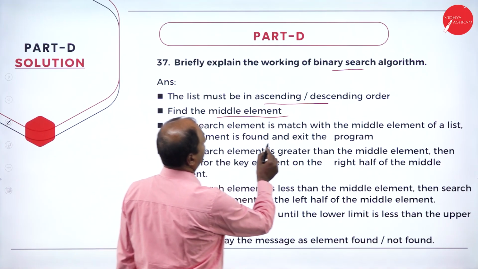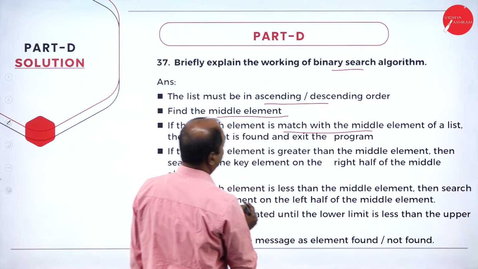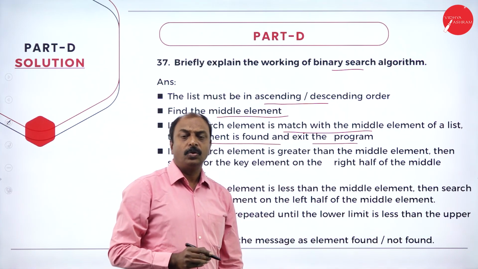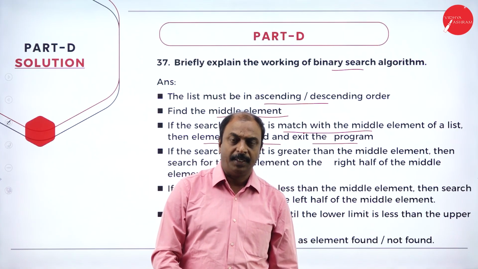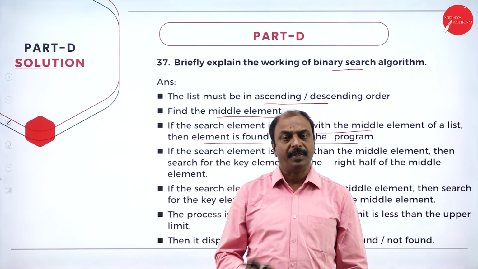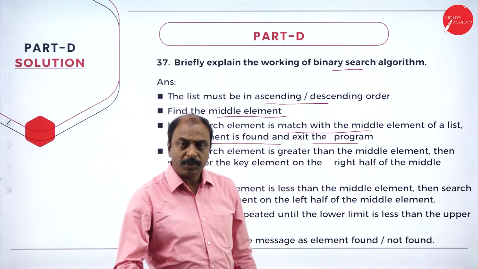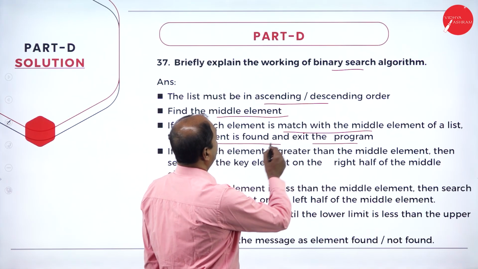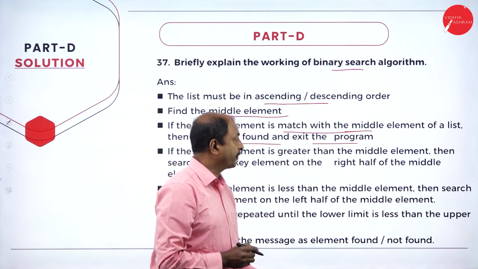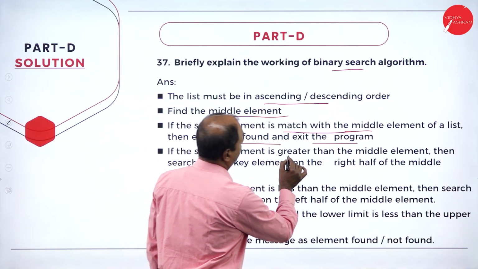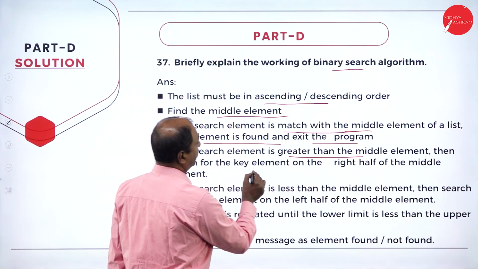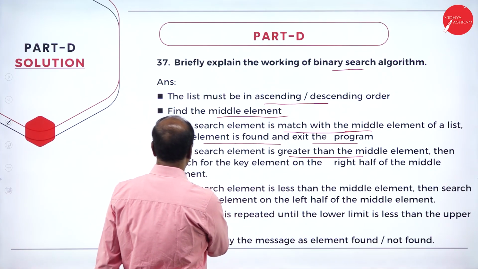Then if the search element matches the middle element of the list, then the element is found and we exit the program. So the element at the middle point, we are comparing with the element to be searched, the given element. If both are equal, then the element is present in the list and we have to exit the program. Otherwise, if the search element is greater than the middle element, then search for the key element on the right side of the middle element.